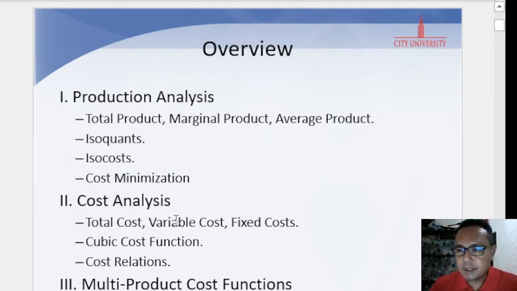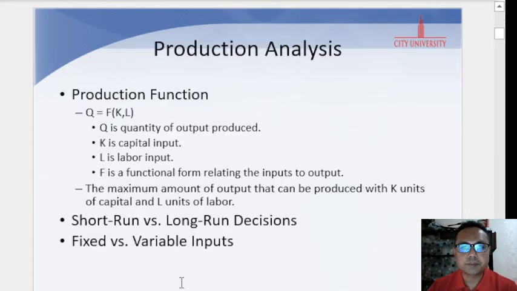So to achieve our learning objectives that we have explained just now, we will see this overview. Production analysis in terms of total product, marginal product, average product, and the isoquant, isocost, cost minimization. So we will do a production analysis through this subtopic, and we will do cost analysis through total cost, variable cost, fixed cost, cubic cost function and cost relations. And then we will discuss multi-product cost function.